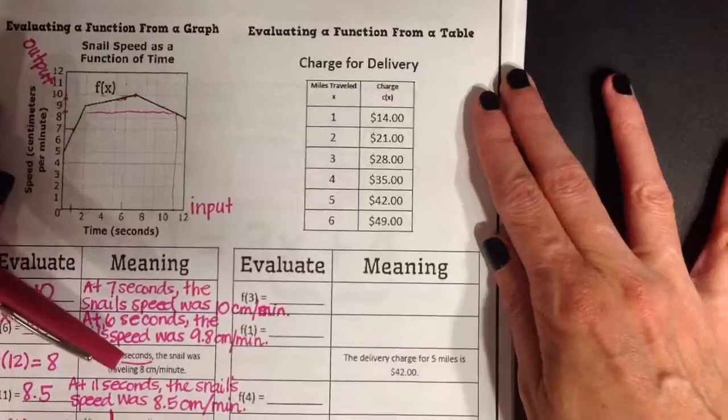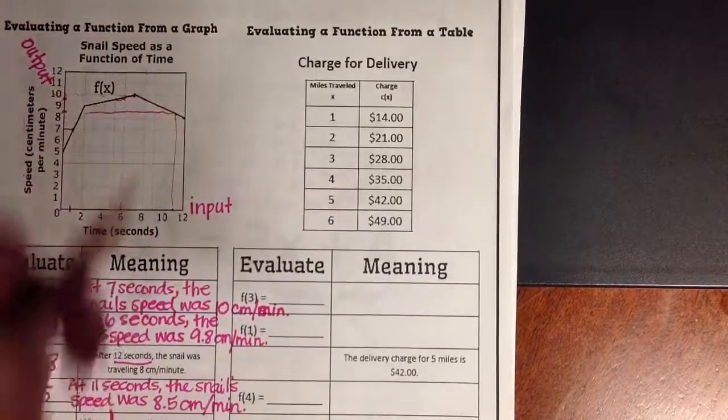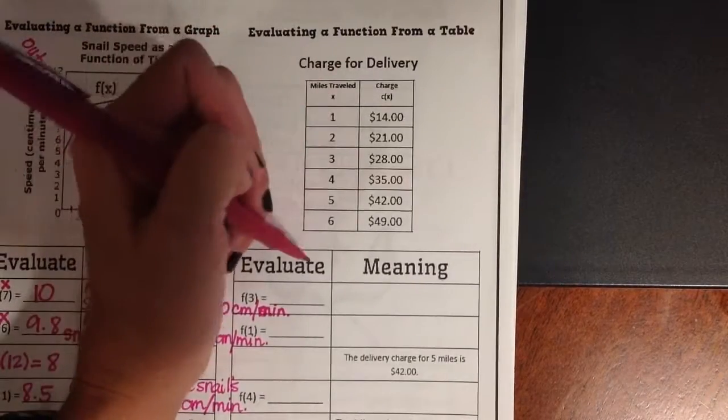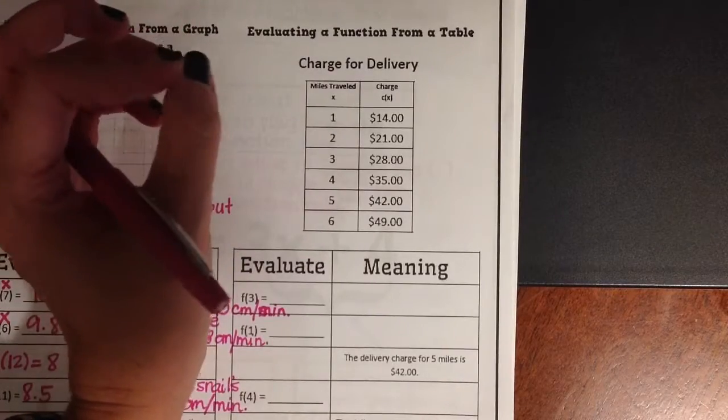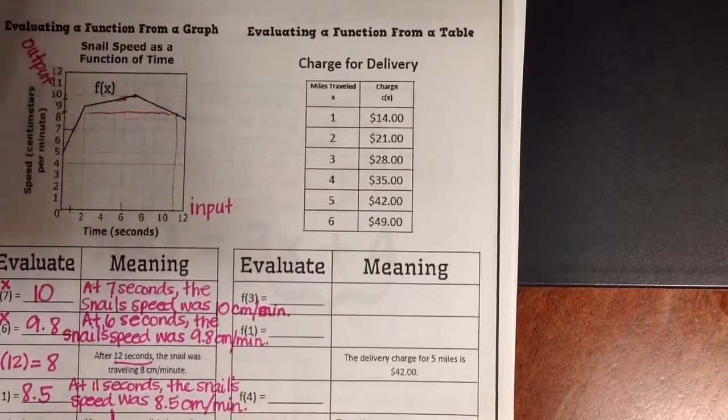Okay, let's look at evaluating a function from a table. It's even easier, guys, because all you have to know is which column, or row if it's a horizontal table, tells you your inputs and your outputs.